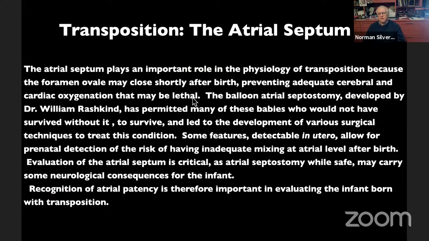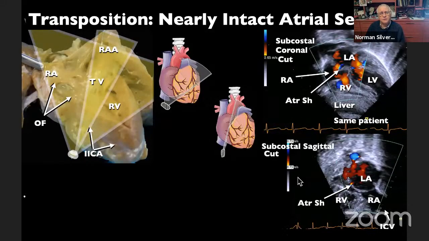Now, of course, the most important thing in transposition is to see, in a newborn, is to see the atrial septum and see where this is developed. And many problems relate to the closure of the atrial septum, which is the reason for urgent balloon atrial septostomy in the neonate. So we need to recognize this most importantly when we examine the neonate with transposition.